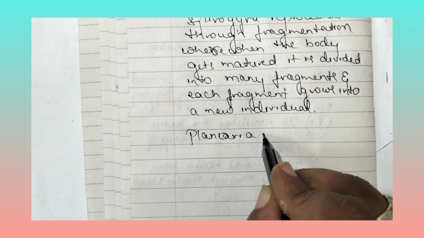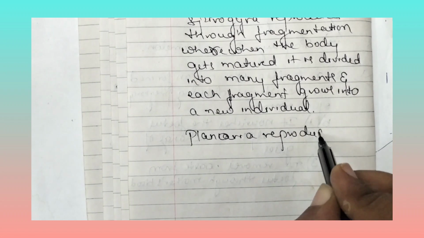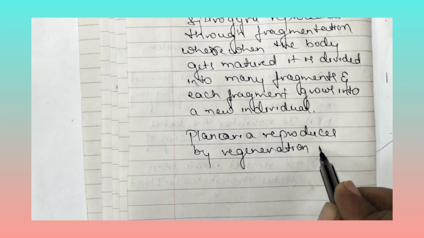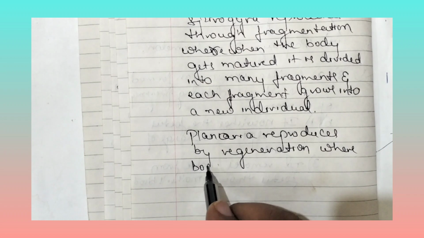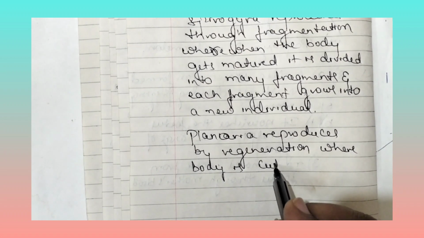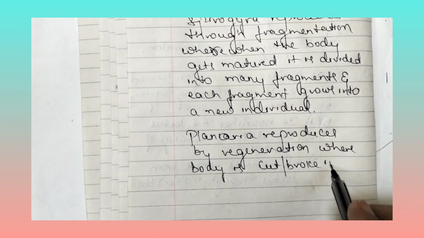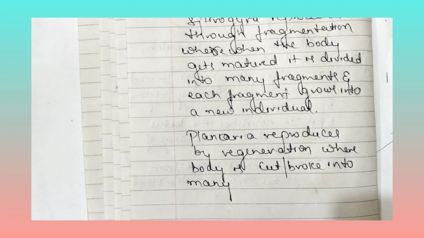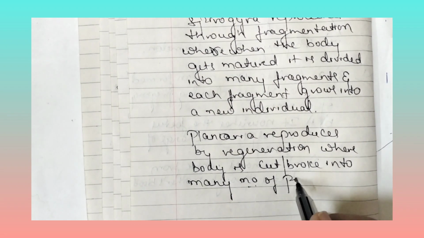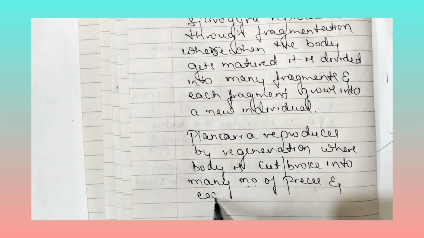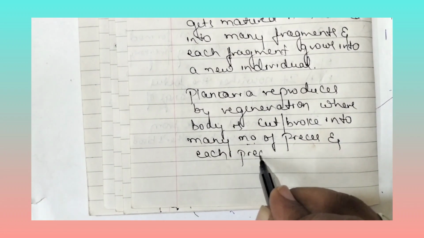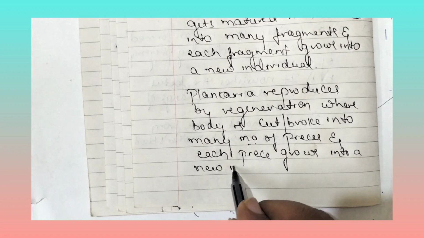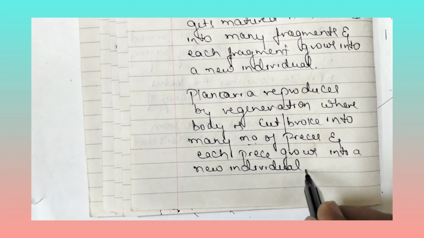Then Planaria. Planaria reproduces by regeneration, where the body is cut or broken into many pieces, and each piece grows into a new individual. So this is about regeneration.